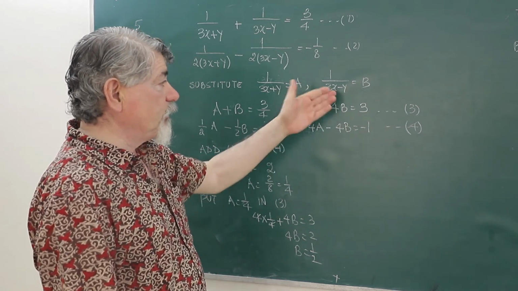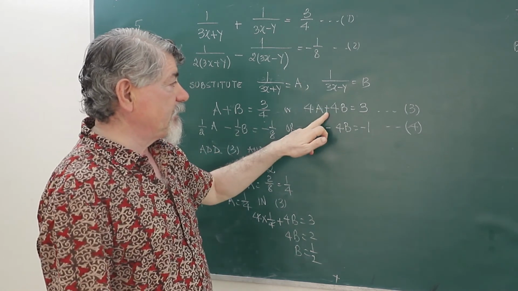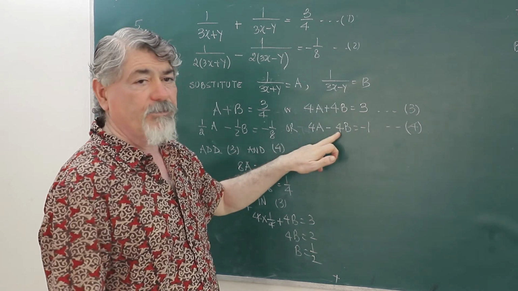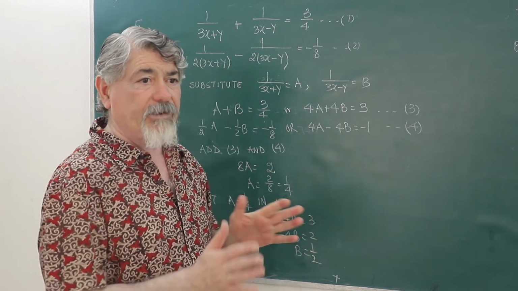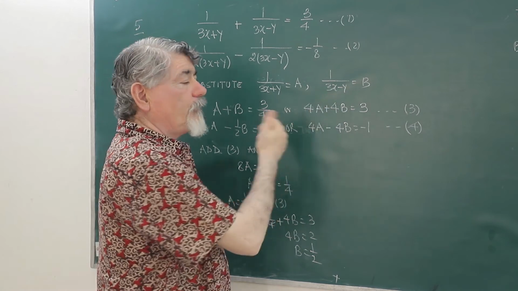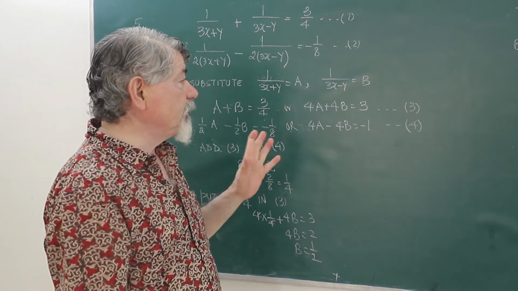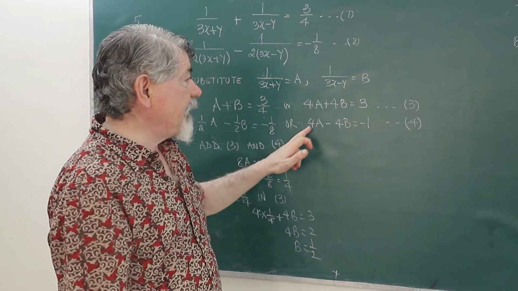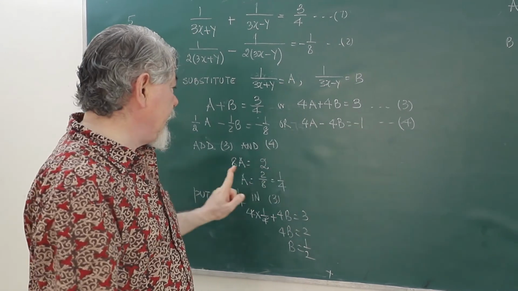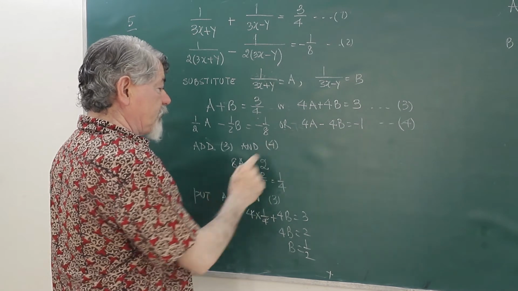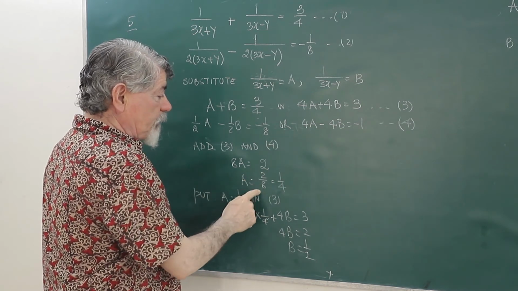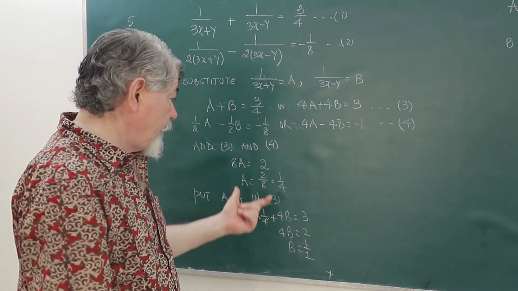If I add equations 3 and 4, because I can see 4b plus here and 4b minus here, 4b and 4b will eliminate and I'll get the equation in terms of a. So 8a will be 2 because 3 minus 1 is 2. So a will be 2 upon 8, which will be 1 upon 4.